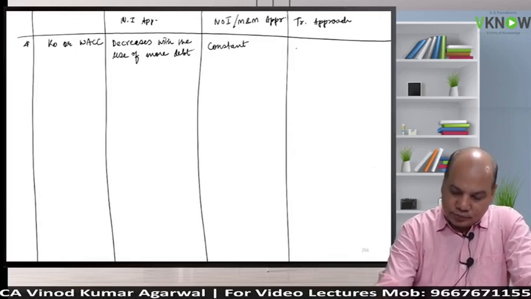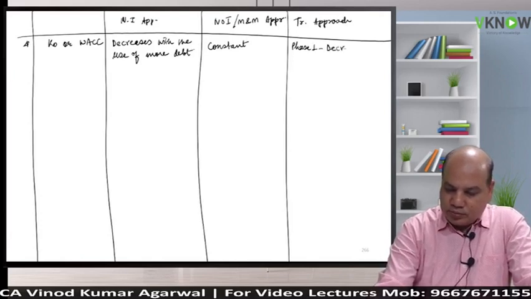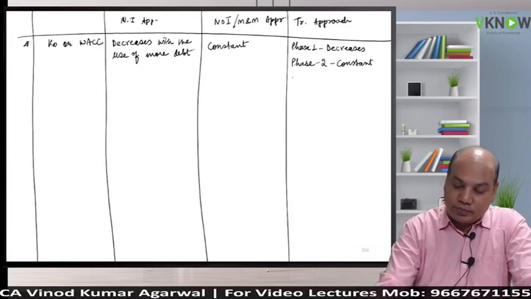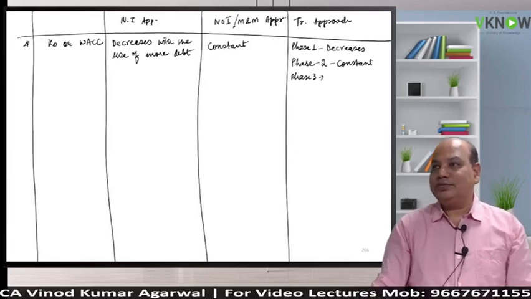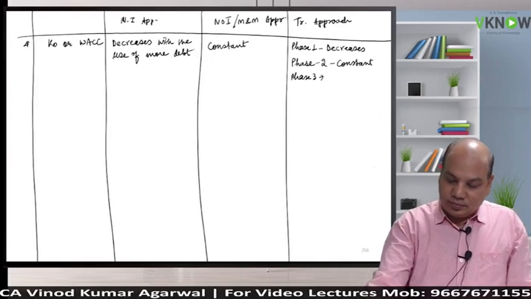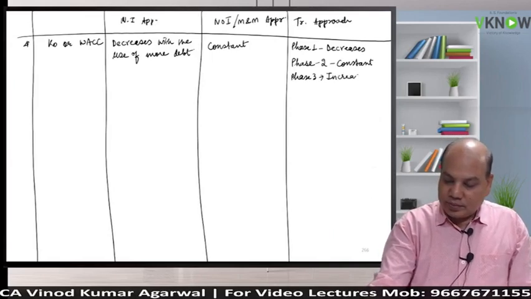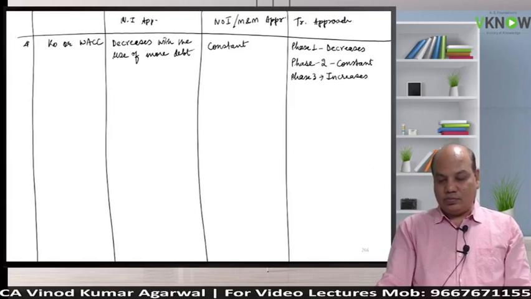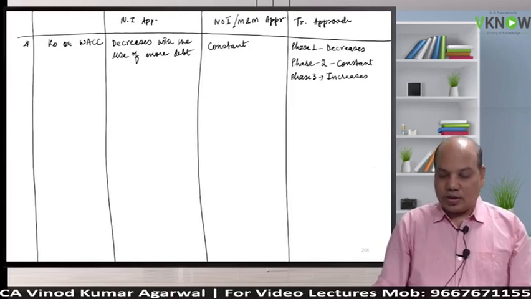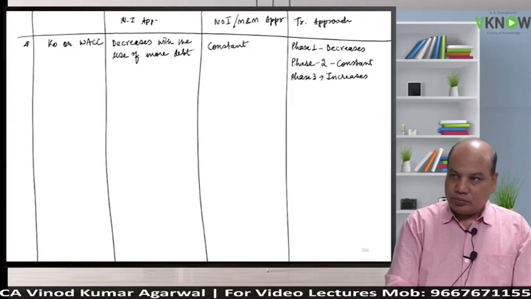Traditional approach, phase 1 decreases. Phase 1 is low debt. Phase 2 means moderate debt, it is constant when the proportion of debt is moderate. And phase 3, when debt is very high, then it starts increasing. Is it right?